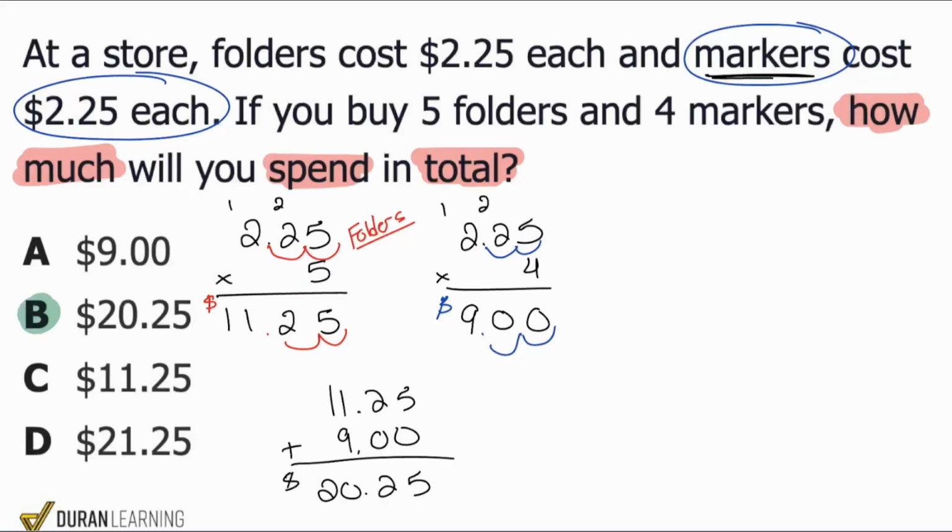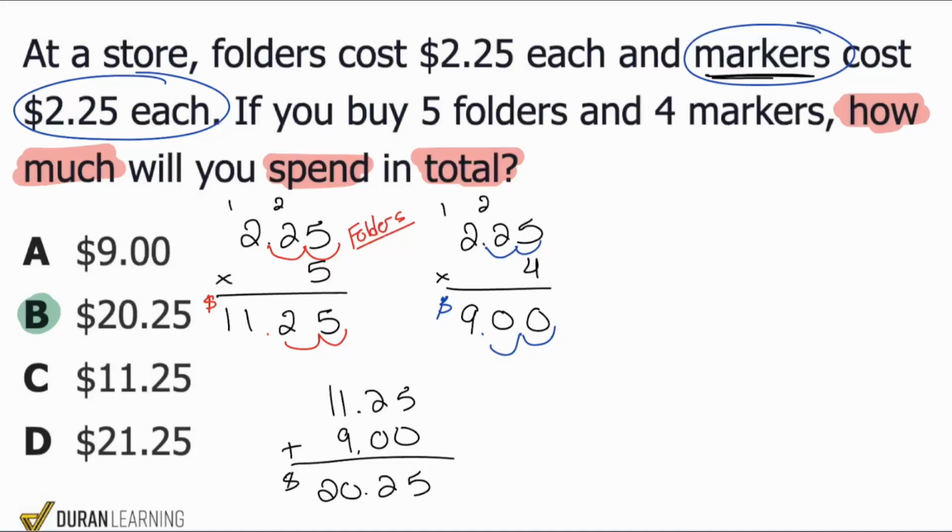But I want to show you the difference between knowing what to do and knowing what to do in the fastest way possible. So let me show you here. Everybody, what do you particularly notice about the cost of each folder versus the cost of each marker? What did you notice?